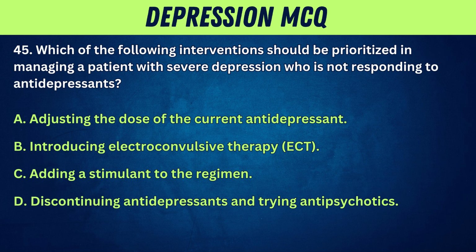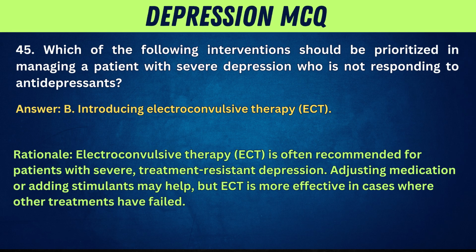45. Which of the following interventions should be prioritized in managing a patient with severe depression who is not responding to antidepressants? A. Adjusting the dose of the current antidepressant. B. Introducing electroconvulsive therapy, ECT. C. Adding a stimulant to the regimen. D. Discontinuing antidepressants and trying antipsychotics. Answer: B. Introducing electroconvulsive therapy, ECT.